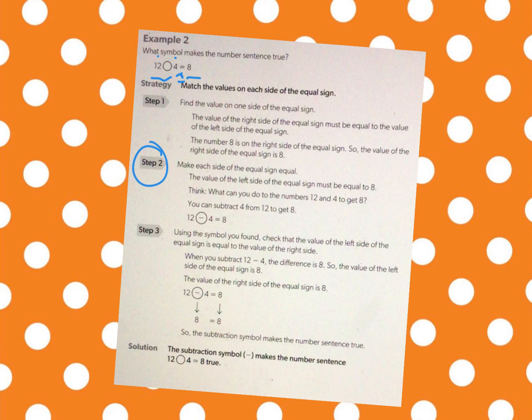So then step 3, I would use the symbol that I found. Check the value of the left side of the equal sign. Make sure that's equal to the value of the right side. And when you subtract 12 minus 4, the difference is 8. So the value of the left side of the equal sign is 8. So the value of the right side of the equal sign is also 8. So we have 8 that equals 8. So the subtraction symbol is the one that I would need to use to make that number sentence true.